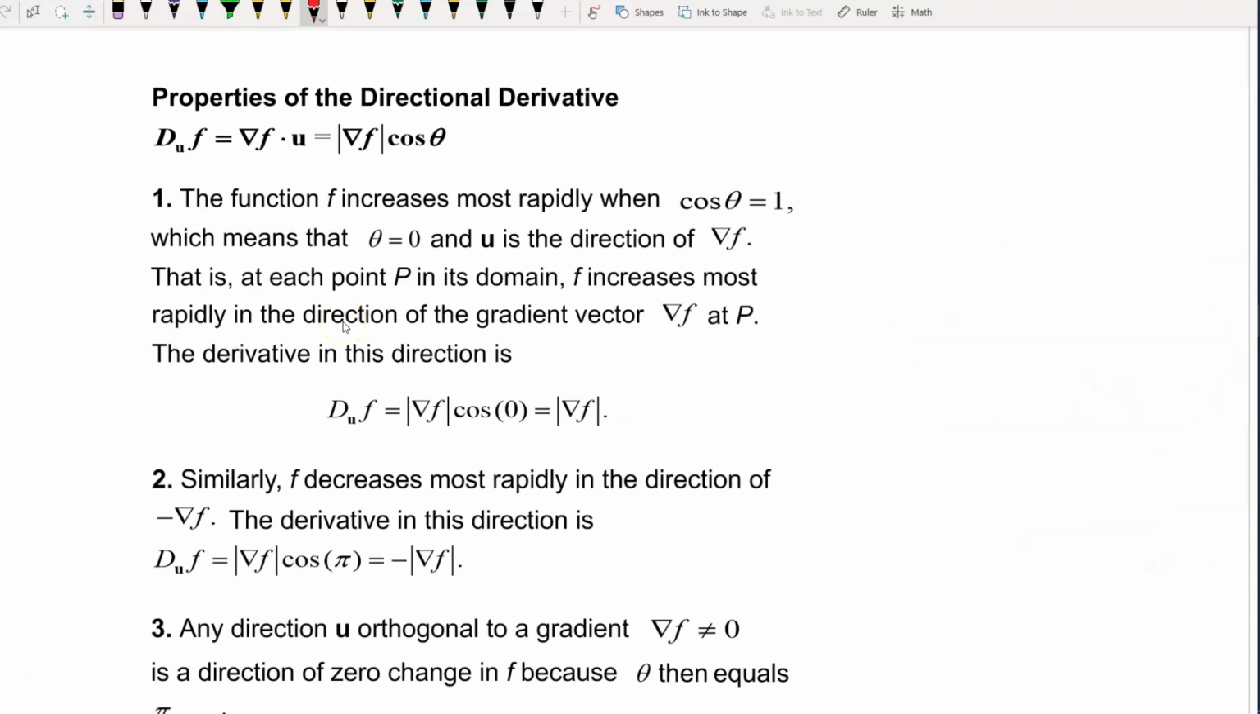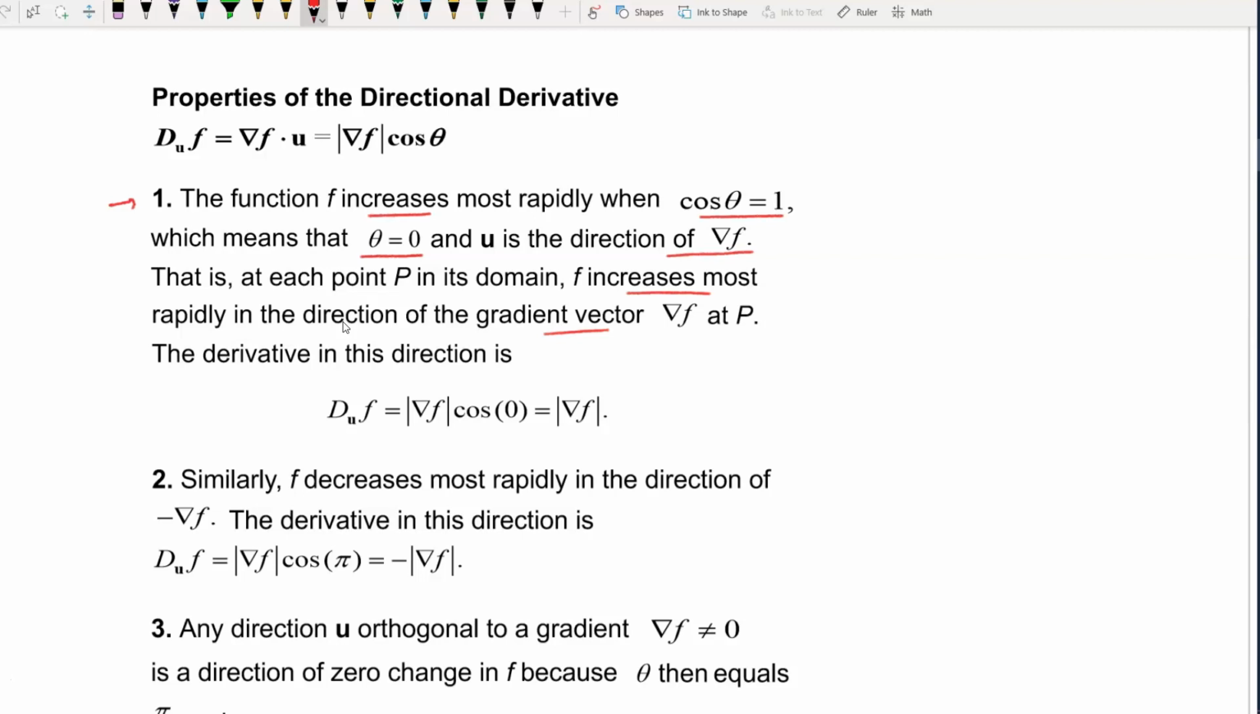Properties of the directional derivative. The directional derivative of f is equal to the gradient of f times the unit vector u. It is equal to the length of the gradient of f times cosine theta. So the first one: the function f increases most rapidly when cosine of theta is equal to 1, which means that theta is 0, and u is the direction of the gradient of f. That is, at each point p in its domain, f increases most rapidly in the direction of the gradient vector.